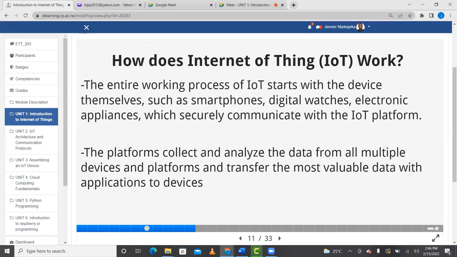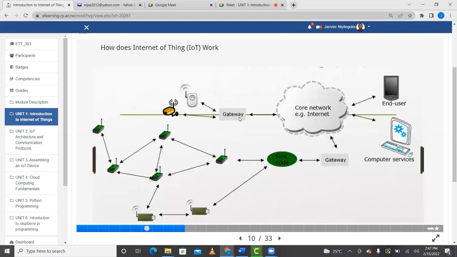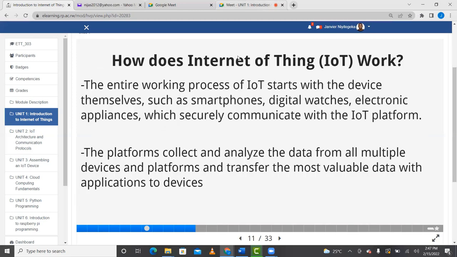So as I mentioned, the entire working process of an IoT system starts with the IoT devices themselves, such as smartphones, digital watches, and electronic appliances, with secure communication with the IoT platform. The platform collects and analyzes data from multiple devices and transfers the most valuable data with the application to the devices. That's what I was explaining here. It's the same scenario.